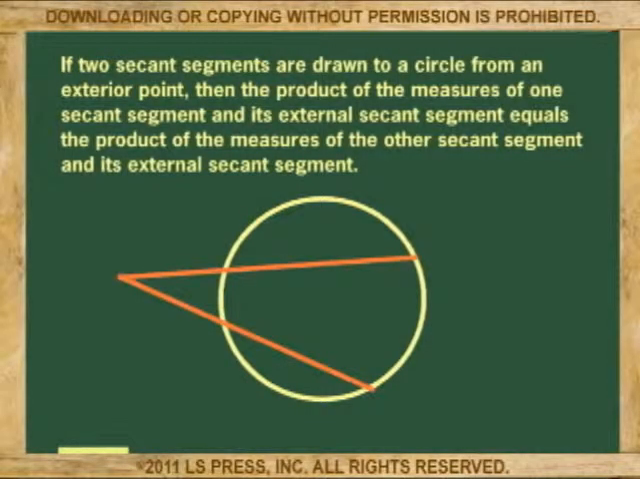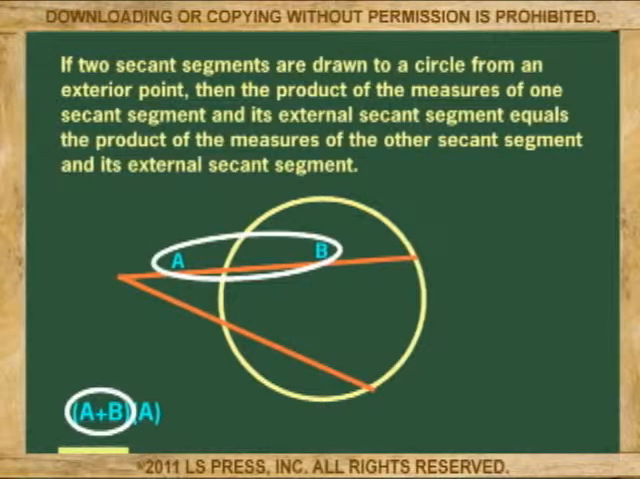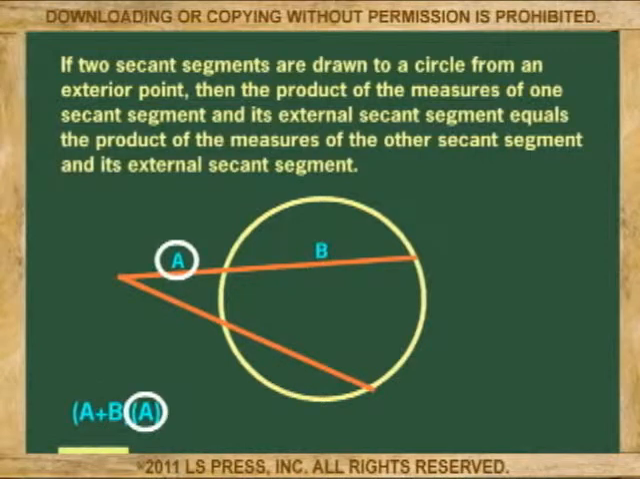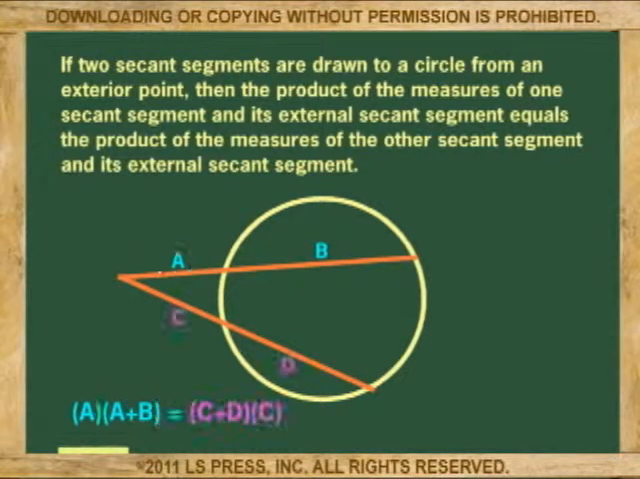If two secant segments are drawn to a circle from an exterior point, then the product of the measures of one secant segment and its external secant segment equals the product of the measures of the other secant segment and its external secant segment.